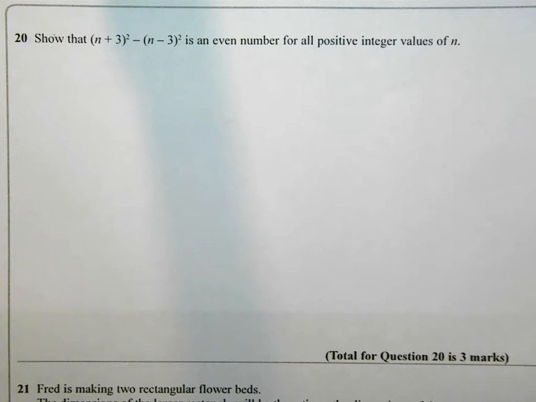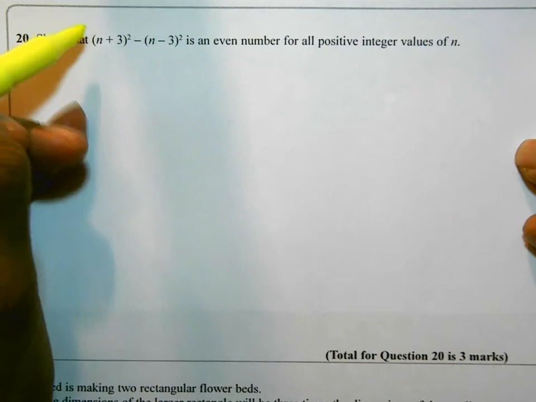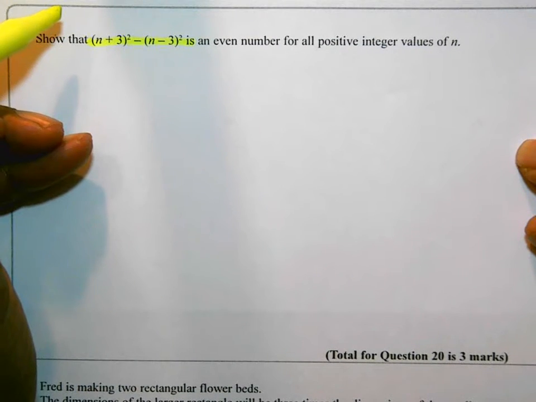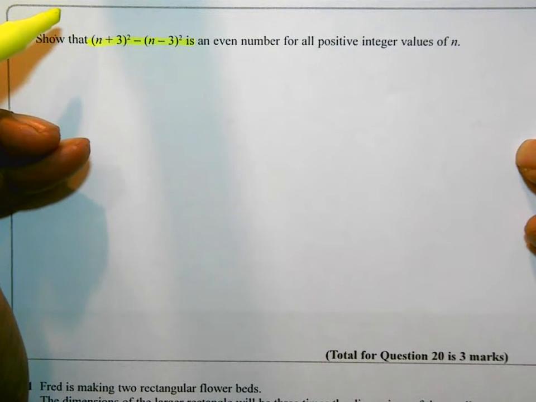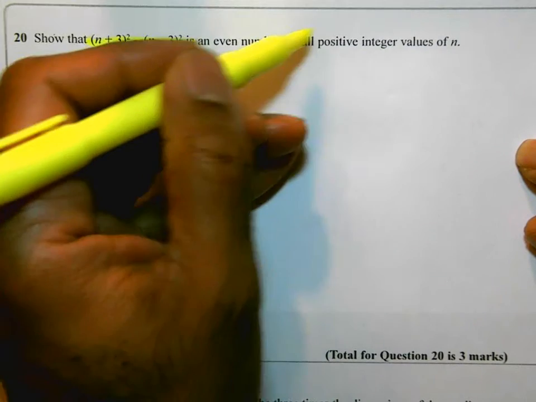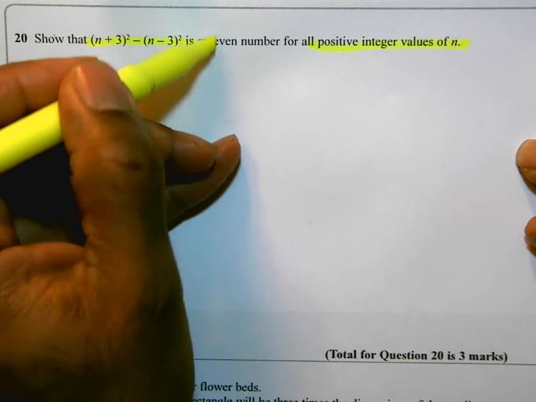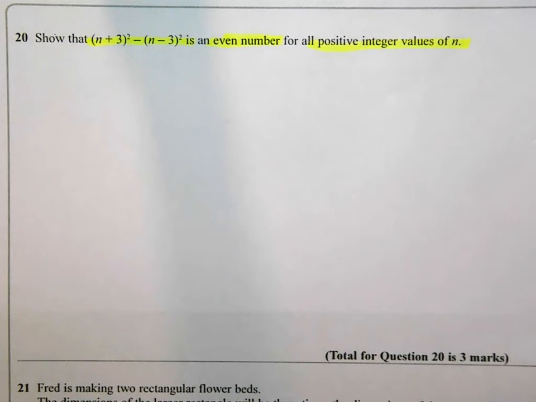This is question number 20 on the June 2015 calculator paper. The question says, show that (n + 3)² − (n − 3)² is an even number for all positive integer values of n. So we want to show that this is always an even number for all positive whole numbers that n could be.